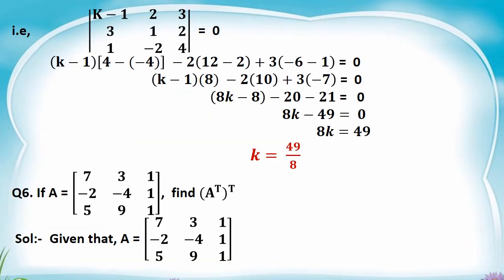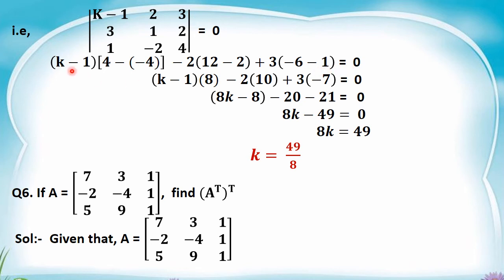That is, determinant of the given matrix is equal to 0. Only change the symbol of the matrix into the symbol of determinant. Now we will expand this determinant and equate it to 0. That is, K minus 1 into 1 into 4, 4 minus 2 into 2 minus 4, minus 2 into 12, 3 into 4, 12 minus 1 into 2, 2, plus 3 into minus 2, minus 6, minus 1 into 1, 1 is equal to 0.